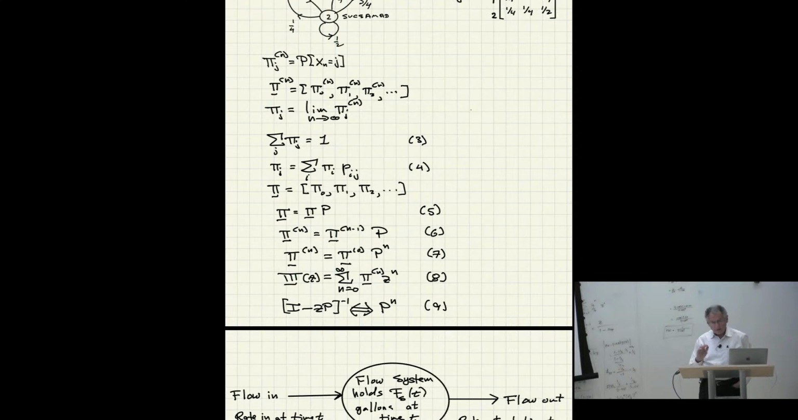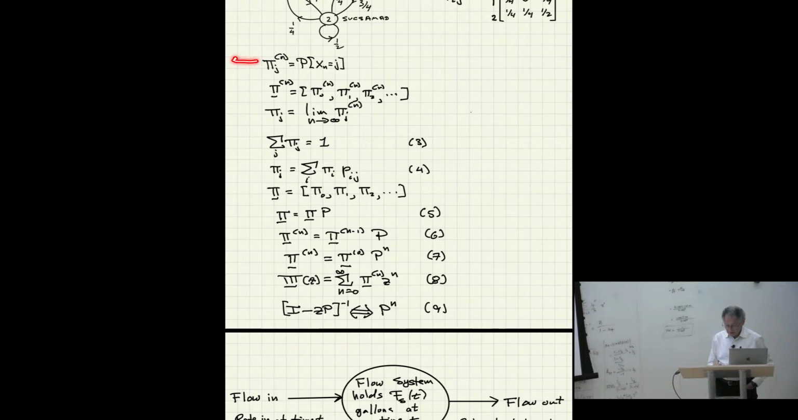And just to remind you of some of the terminology, this is the probability that the system finds itself in state j at time n. This is the vector of those probabilities. This is the limit of each of those probabilities. This equation 3 is clearly the sum of the probabilities going to 1, the conservation of probability. And this equation 4 is the way you find it. Basically, in equilibrium, the flow in equals the flow out.